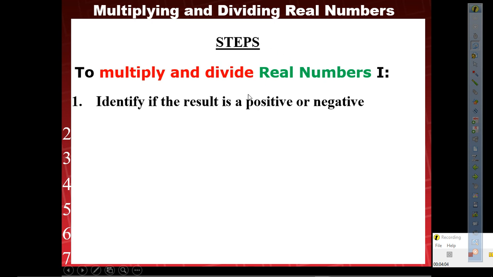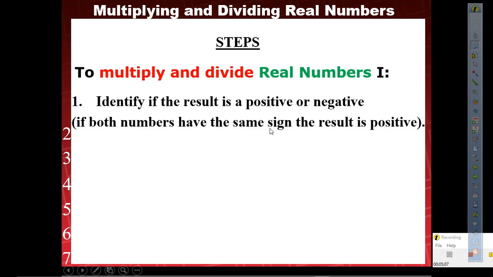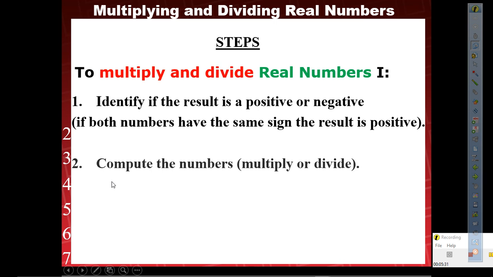Now, for multiplication and division, what is the only rule that you should have remembered? If both numbers have the same sign, then the result is a positive. And obviously, if they're not the same sign, the answer has to be what? Negative. That is correct. Once you identify if it's a positive or negative answer, then you do the computation. Step 2, compute the numbers, which means multiply or divide. And at the end, we're going to simplify.